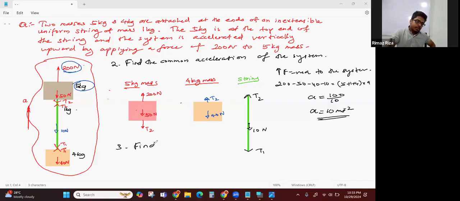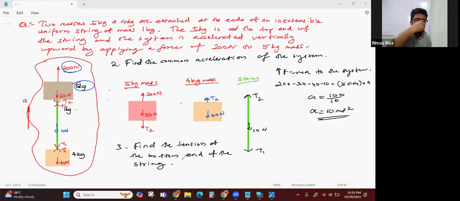Find the tension at the bottom end of the string. Find the tension at the bottom end of the string. Okay, so you have to find the value of T1 here. Okay, I'll give you a couple of minutes to try this question.